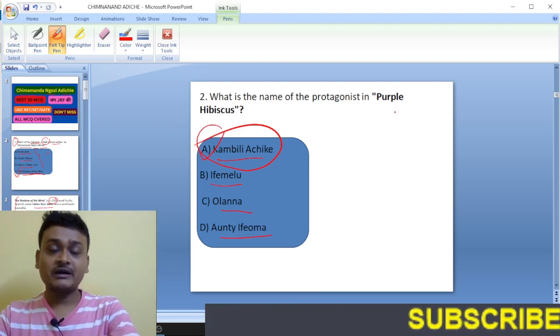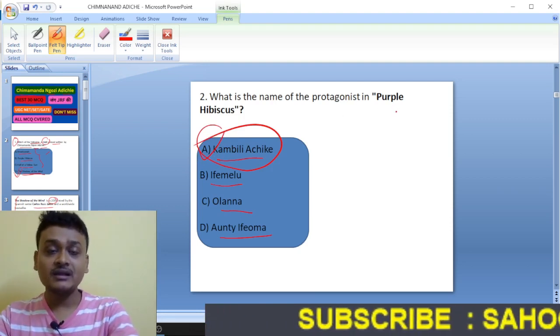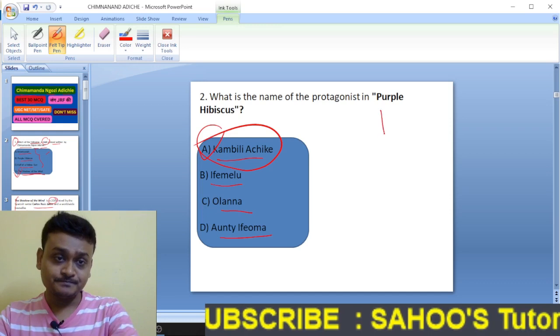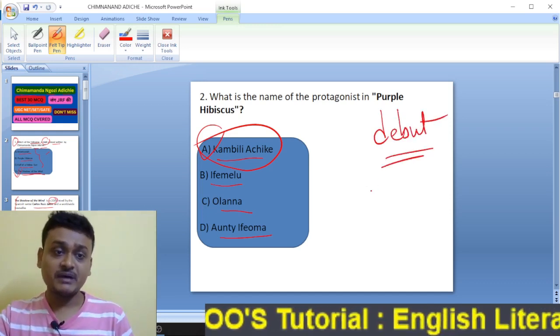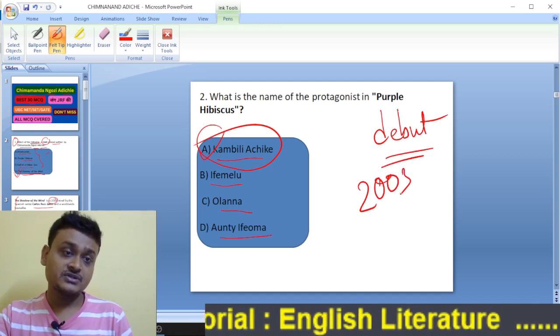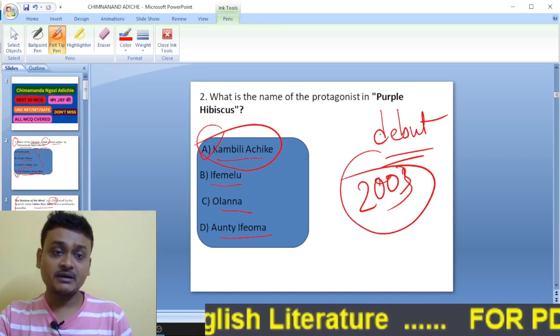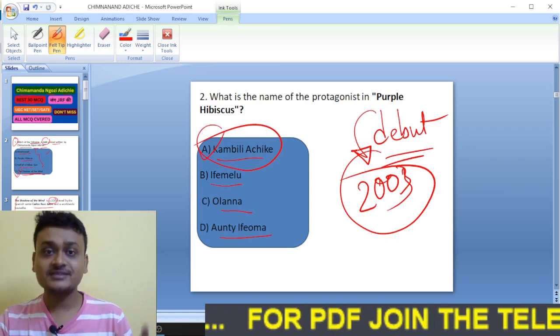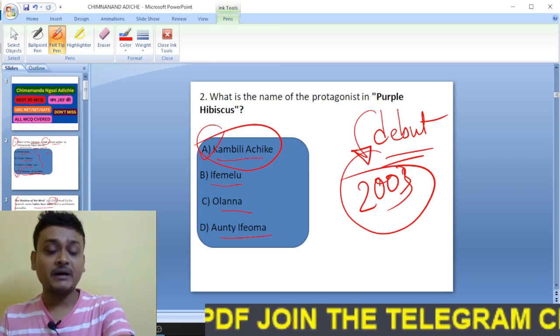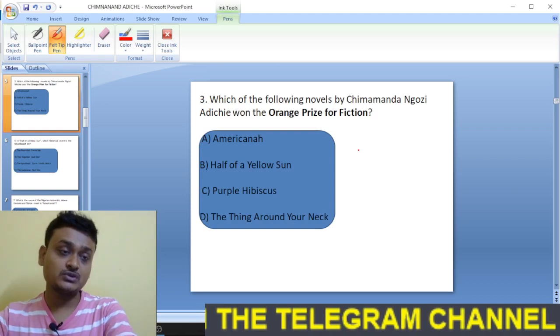You know that Purple Hibiscus is the debut novel of Chimamanda Adichie, and it was published in the year 2003. So Purple Hibiscus was her first novel, the debut novel. Moving on to question number 3.